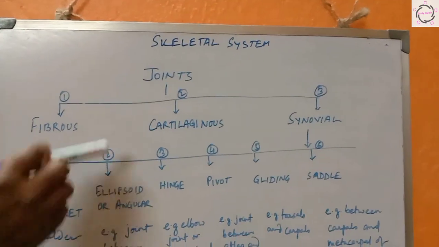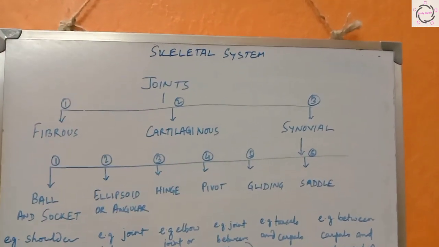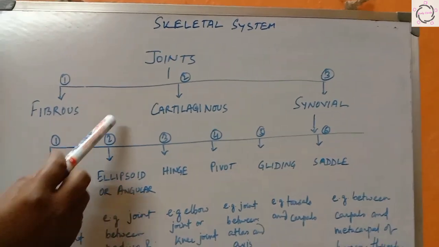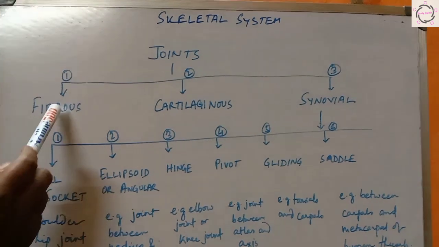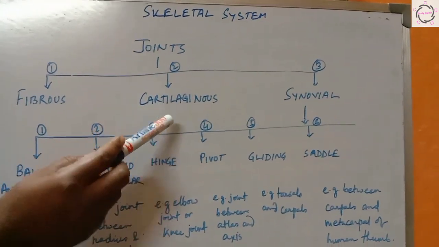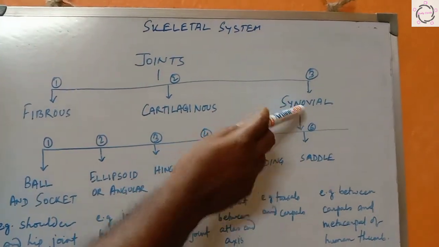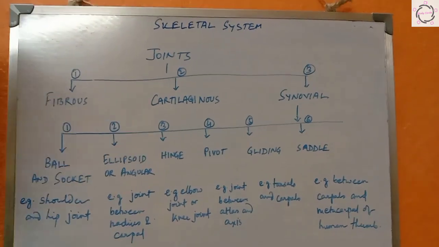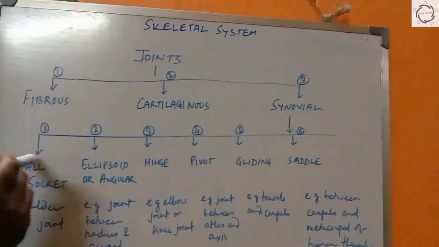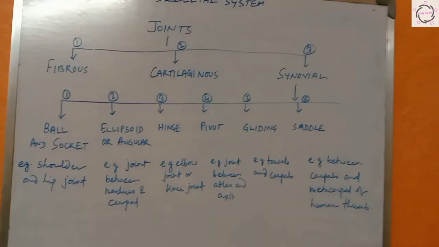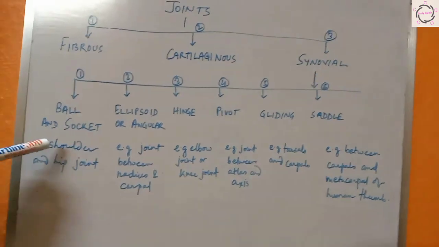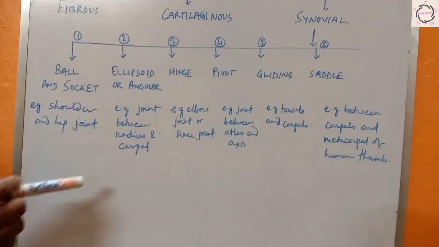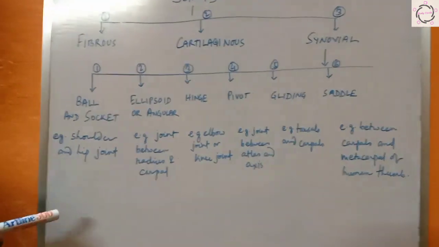Now next we come to the topic of joints. Joints, as you know, are of 3 types. I will explain with a schematic diagram. First is fibrous, then cartilaginous joint, and third is synovial joint. Now synovial joint is again divided into 6 types. First is the ball and socket joint, for example the shoulder and hip joint.